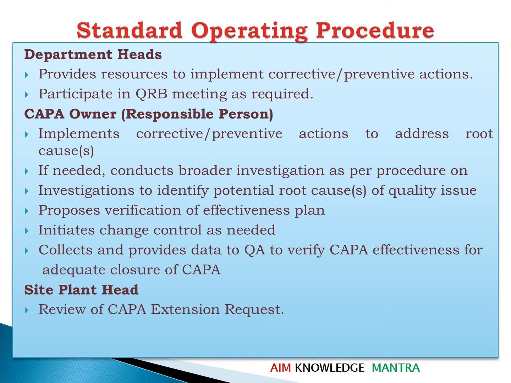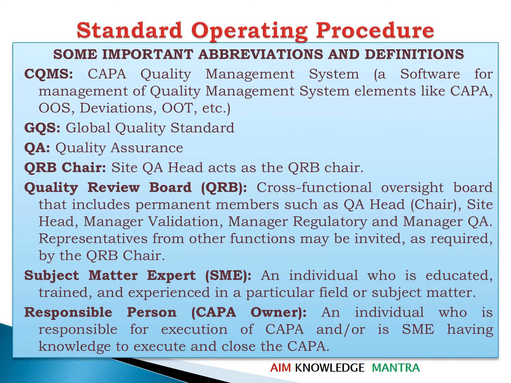Site plant head. Review of CAPA extension request. Some important abbreviations and definitions. CQMS, CAPA Quality Management System, a software for management of quality management system elements like CAPA, OOS, deviations, OOT, etc. GQS, Global Quality Standard. QA, Quality Assurance. QRB Chair, Site QA Head acts as the QRB Chair.